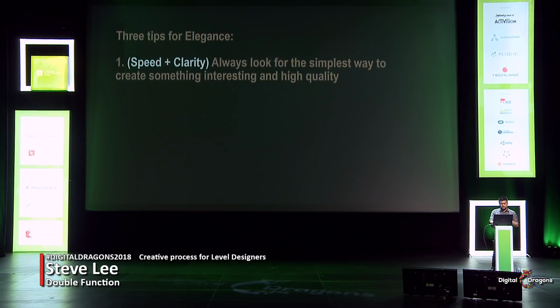And to sum it up, I've got 3 tips for it. The first thing is about speed and clarity. It's basically just always looking for the simplest way to create something interesting and high quality. This doesn't mean that everything needs to be simple and that you should be minimalist and never ambitious with what you do. It just means being smart about how you choose and execute your ambitious ideas. It's about just making sure that you're not doing things you don't need to do.